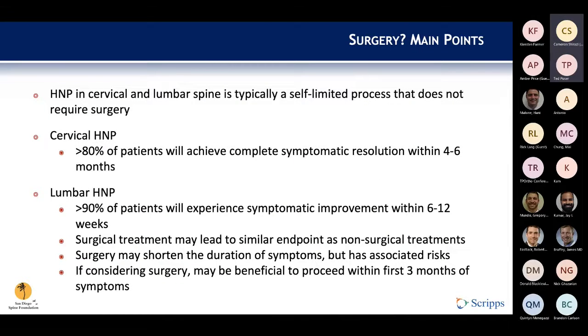HNP in the cervical and lumbar spine is typically a self-limited process. Treatment can lead to similar endpoints as non-surgical. Surgery may shorten the duration of symptoms, but has associated risks. And then if you're considering surgery, some studies, as we'll get to in a second, show that it might be beneficial to do within the first 3 months.